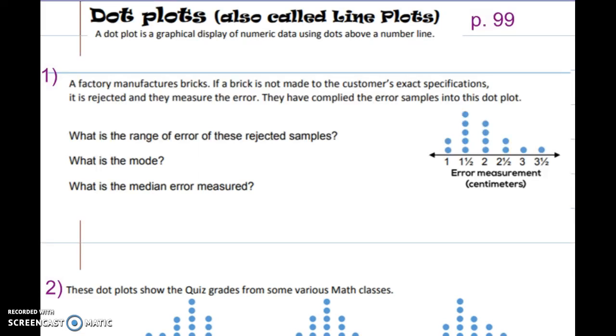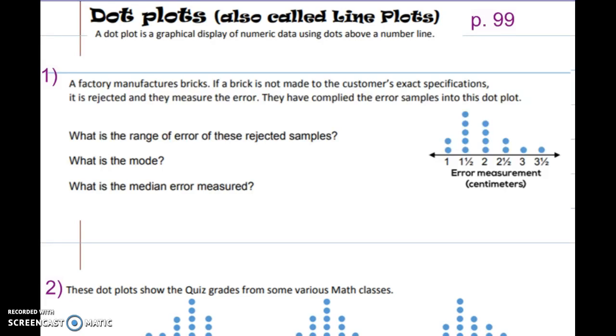Now that you have finished page 99 of your notebook on dot plots, the purpose of this video is for you to listen carefully, check your answers, and make any corrections of those that you missed. Okay, so let's look at problem number 1.